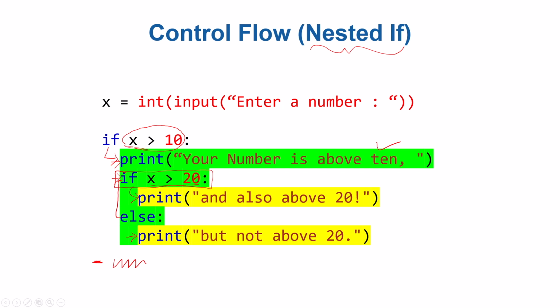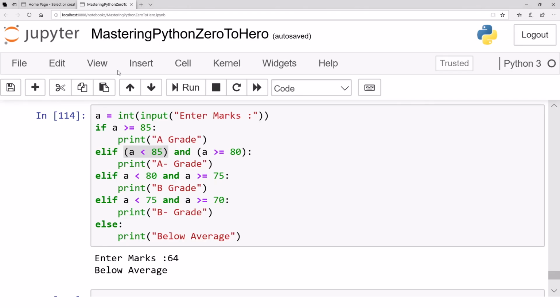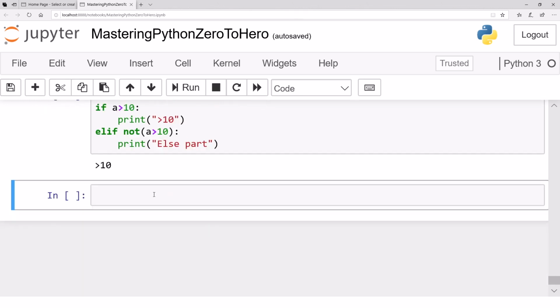An if inside an if is called a nested if, and we can have deep structures, for example, if, then something, then if, then something, then if. So maybe we can have a very lengthy nested if structure, depending upon the logic. So let's get ourselves comfortable as always by writing the code on Jupyter Notebook, because that makes much more sense when we see things running on the notebook.